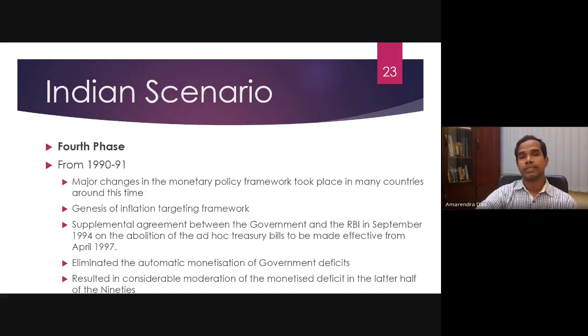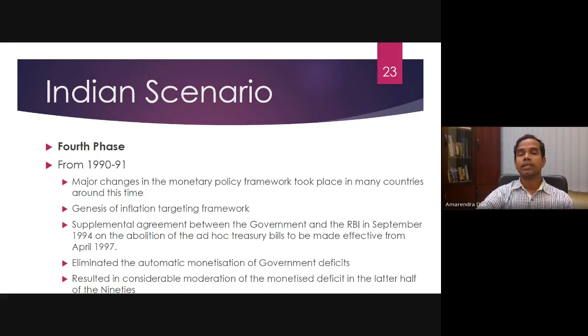The fourth phase starts from 1991, when we implemented the new economic policy, and liberalization, privatization and globalization policies were adopted. That also shows a change in ideas. There is a paradigm shift in both fiscal policy and monetary policy, and the genesis of the inflation targeting framework starts there. And around the world, there is a change in the mind, in the policy regime.